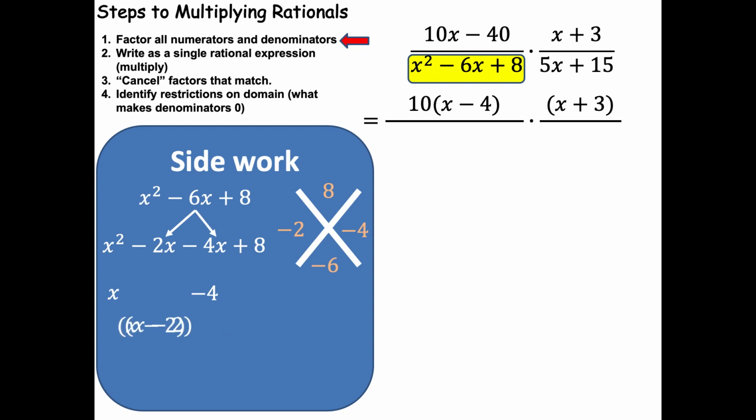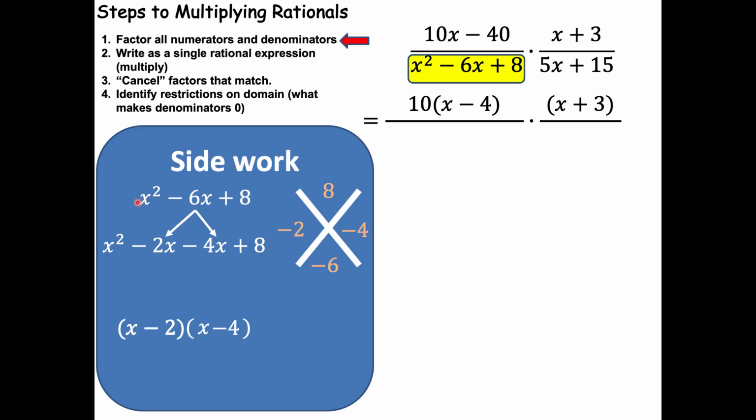Okay, pull out the common group, because I have a common group of x minus 2, so those come out. And our leftovers go back in, so x minus 4. So this x squared minus 6x plus 8 factors down to this.